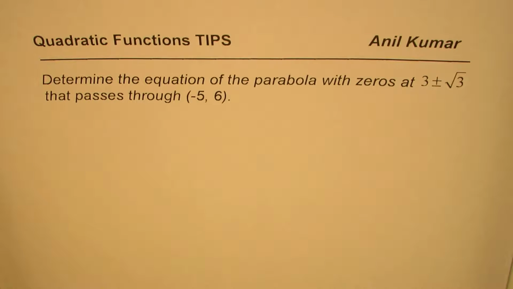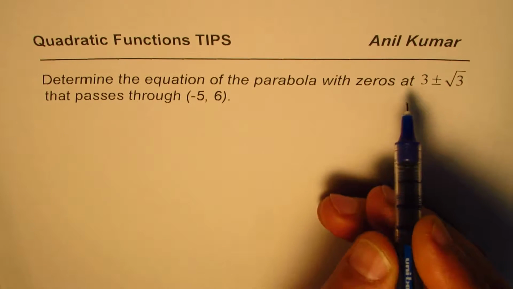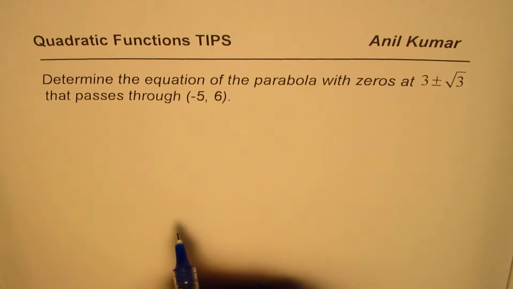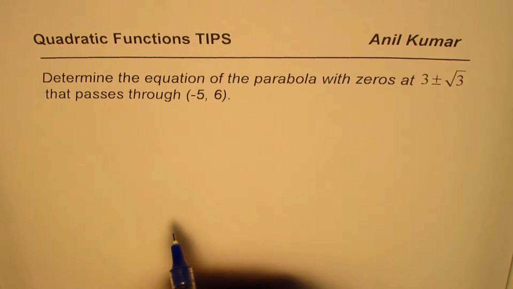The question is, determine the equation of the parabola with zeros at 3 plus minus square root 3 that passes through (-5, 6). We can actually do it in a couple of ways, but I'll solve this in a very standard way in this particular video. And I'll also provide you a link of a similar question which we have done in a different way, the alternate method. At times, the alternate method may be very effective.